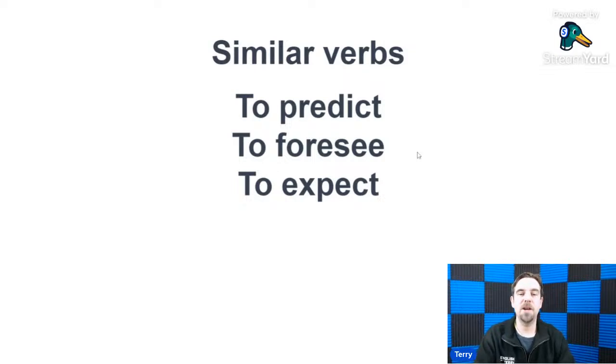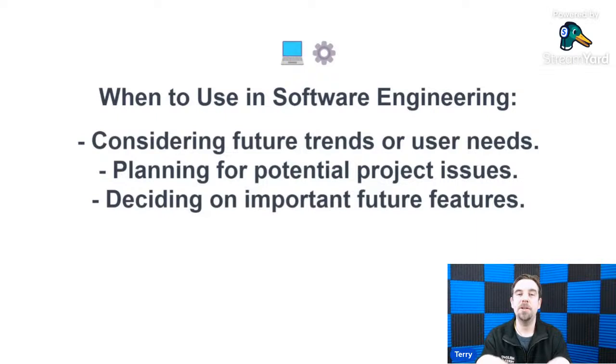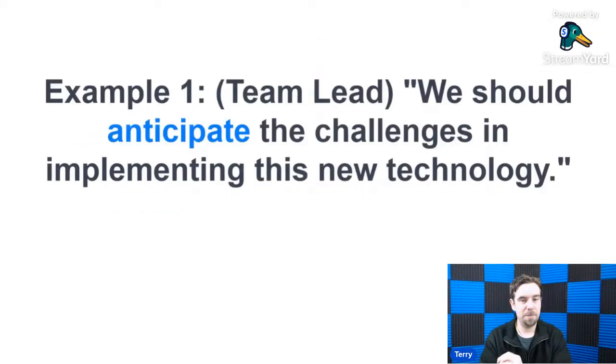Okay, similar verbs are to predict, to foresee. To foresee is a little bit more formal, but you can definitely see it in the same idea of to anticipate, okay? To expect as well is very similar to anticipate. So talking about when to use it in software engineering: considering future trends or user needs, planning for potential project issues, deciding on important future features, talking about anticipate, okay?